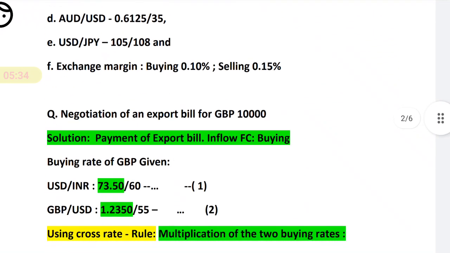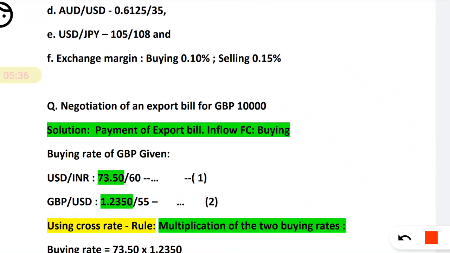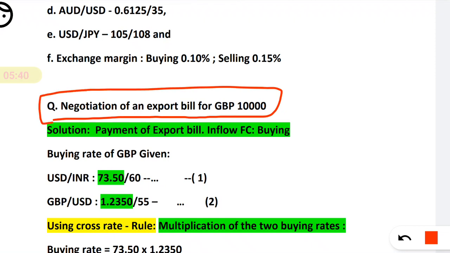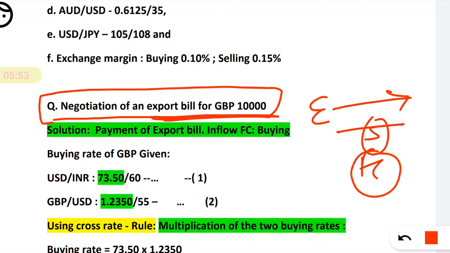Now what is the question? They are saying negotiation of an export bill for GBP 10,000. So basically there is an export bill of 10,000 Great Britain pounds. When we do the export, in return we will receive the foreign currency, obviously.